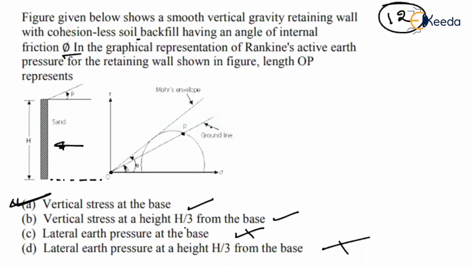H by 3 means they are asking about the active earth force that will act at h by 3. But we have to find out the pressure. For the pressure, A will be the correct answer.